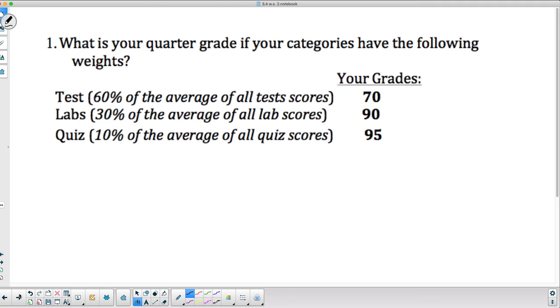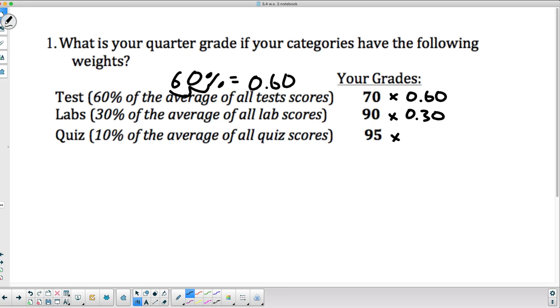Okay, so 60%. What I'm going to do is take my score of 70 and multiply it by 0.60, since that's what 60% is changed to decimal. 60% changed to decimal, I just move the decimal point 2 places to the left and I get 0.60, like that. Okay, I do the same thing for the lab scores, 0.30, and I do the same thing for the quiz scores, 0.1, like that. When I multiply these like this, all I'm going to do then is add them all up. So let's get to my calculator.